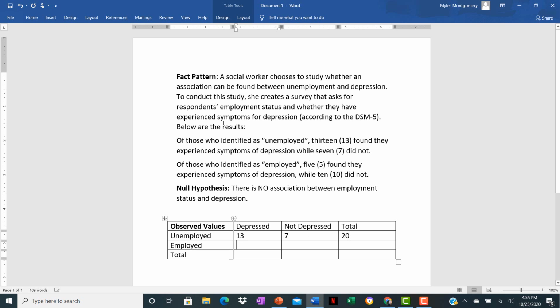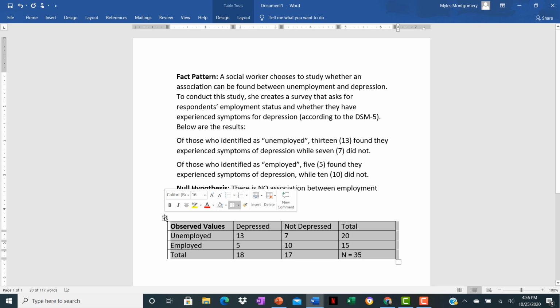Coming down to employed, we found that 5 of those who were employed experienced symptoms of depression, while 10 did not. We'll come across again, and we'll have 15. Now if I take the not depressed column and total it, I have 17. If I do the same with the depressed column, I have 18. So in this case, n equals 35. 20 plus 15 is 35, just as 18 plus 17 is 35. Therefore, we have the accurate count.